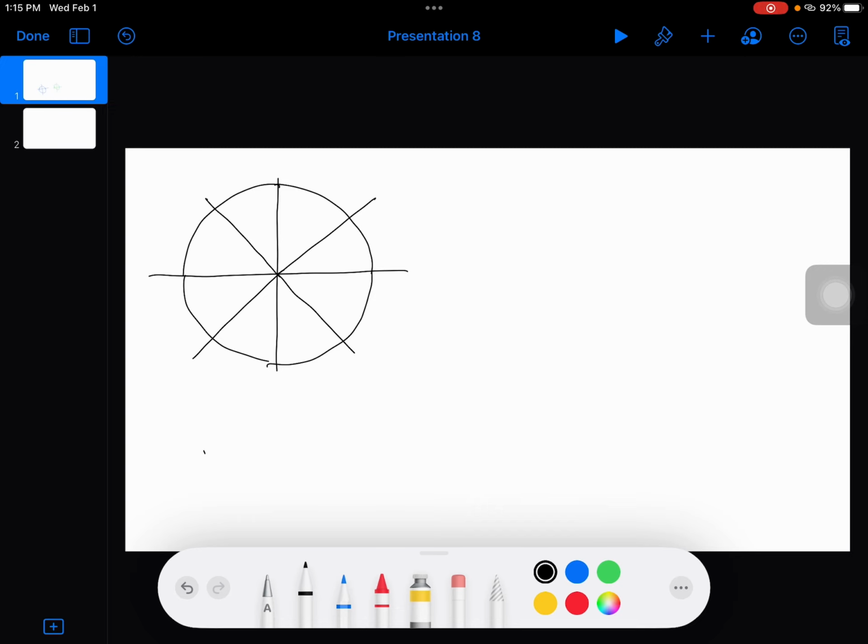We have a circle with a radius of 1. If our r equals 1, then we should recall that the circumference is 2 pi r, so in this case it's 2 pi times 1. And so one revolution around this unit circle is going to be 2 pi units. And those units can be called radians.